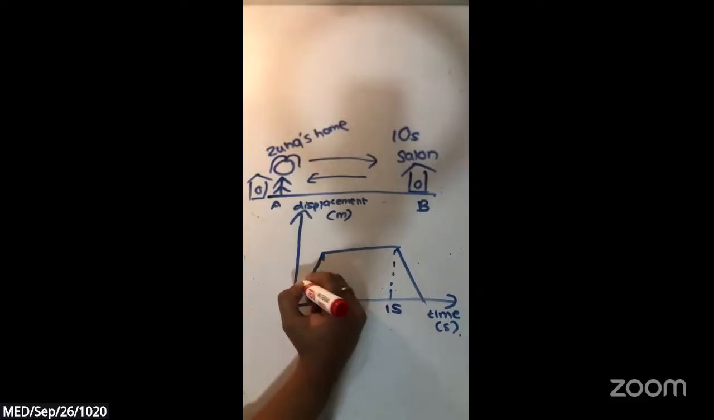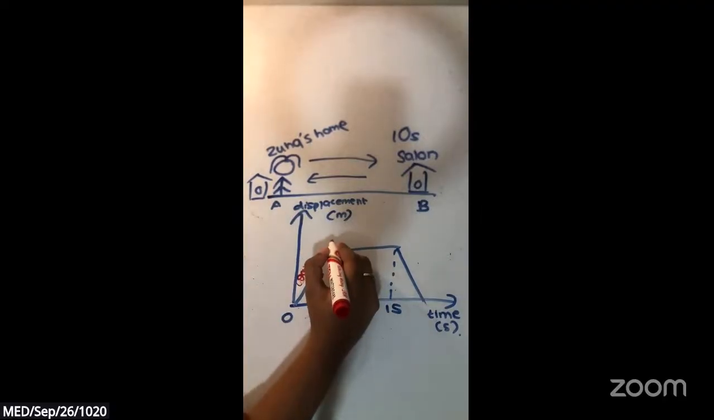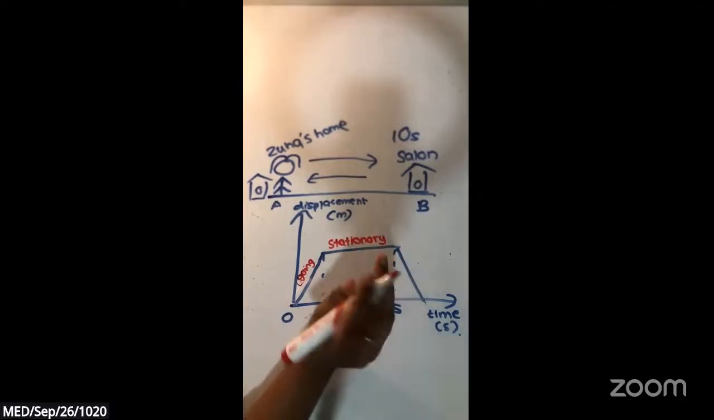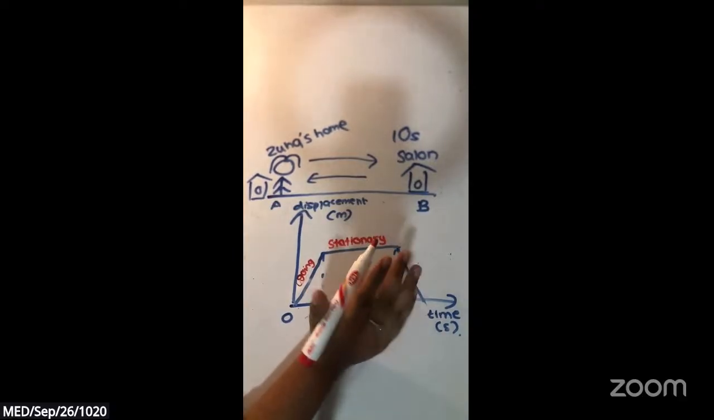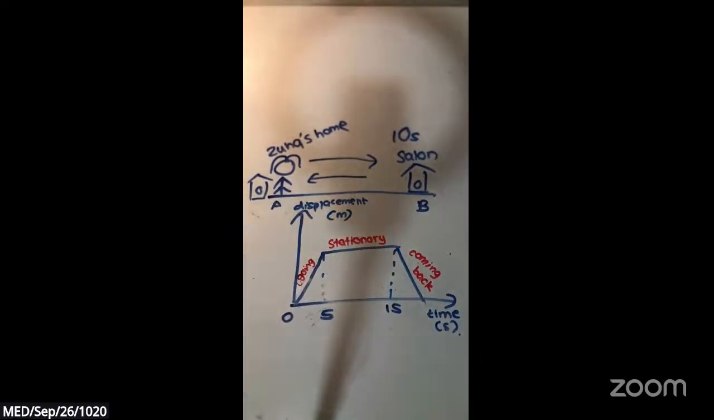So, this means Zuha is going, and then she's staying in one place. Stationary means one place, okay? Not the stationeries that you use. At rest. That's what stationary means, right? And she's coming back. Okay. So, this is what the graph means.